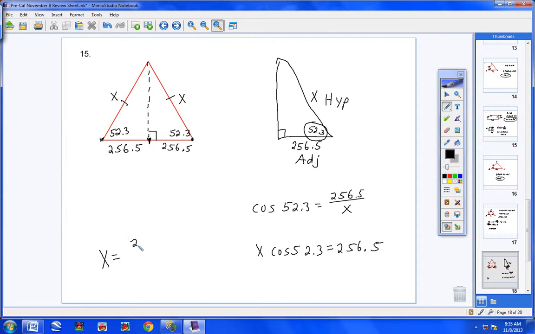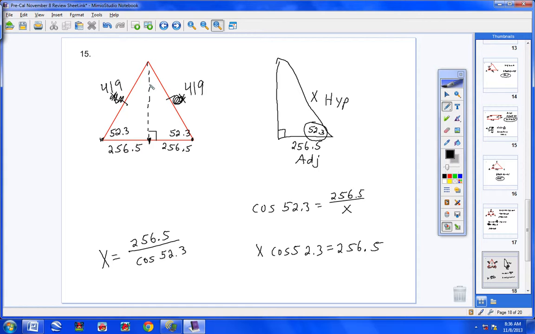And then because I want to get x by itself, we're going to divide both sides by cosine, so I'm left with 256.5 divided by the cosine of 52.3. Let me grab my calculator very quickly. 256.5 divided by cosine of 52.3, and I'm going to get a length of 419.4. We're just going to say 419. So there we go. This length right here is 419, and this length right here is 419.